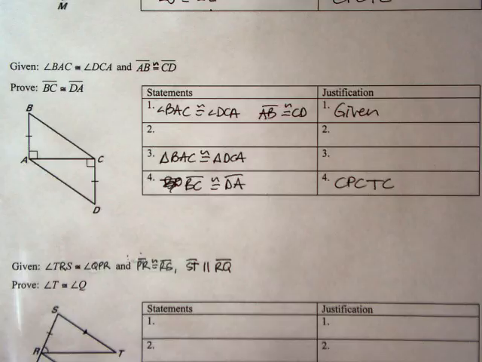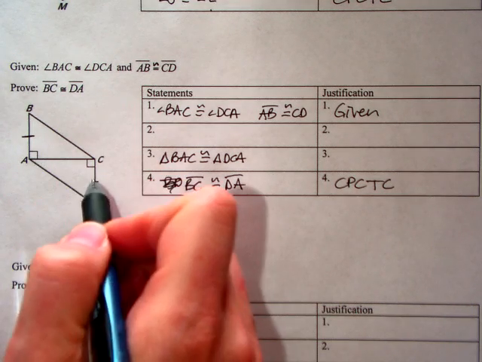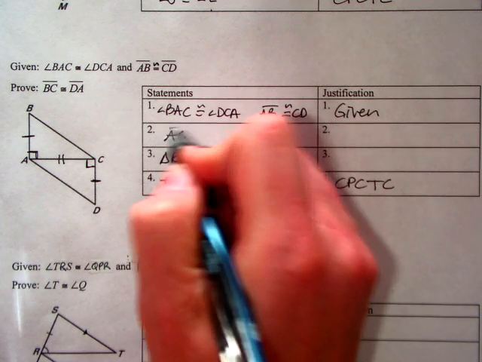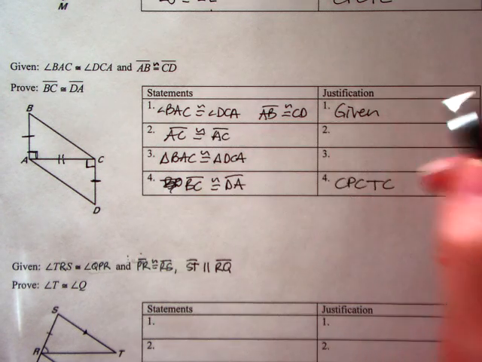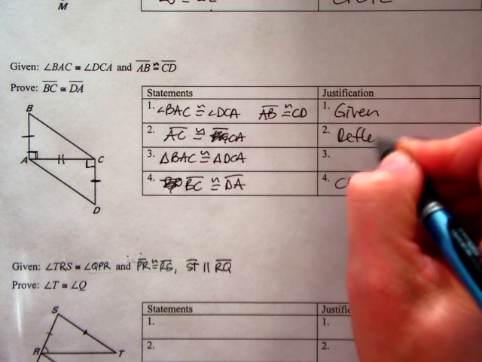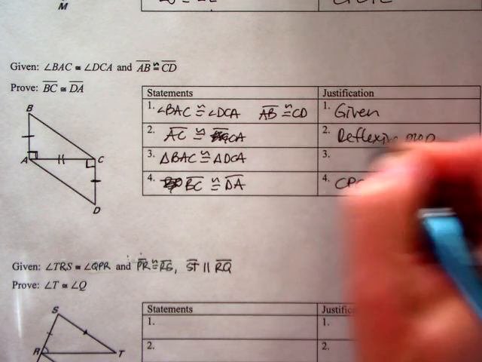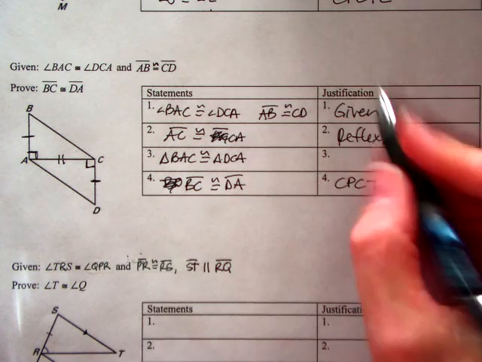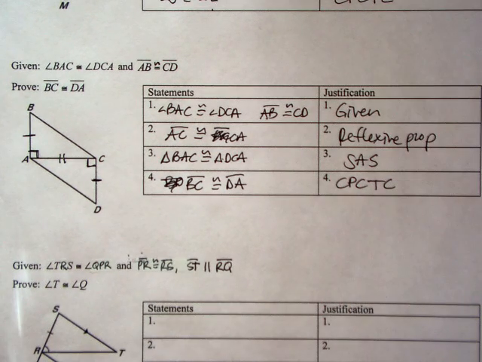So when you get to a CPCTC proof, you actually get a lot of the proof filled in for you. You usually only have to find 1 or 2 other things. So for this one, I've got one side equal and one angle equal. They share this one, so I've got AC is congruent to AC by reflexive. Sorry, that should be CA. Now my triangles are equal. The reason is side, angle, side, and my proof is done. Once I get those triangles equal, my last step is CPCTC.